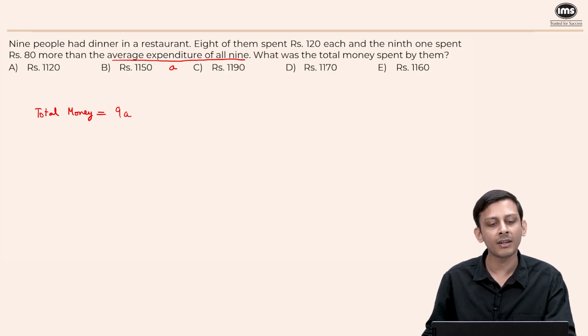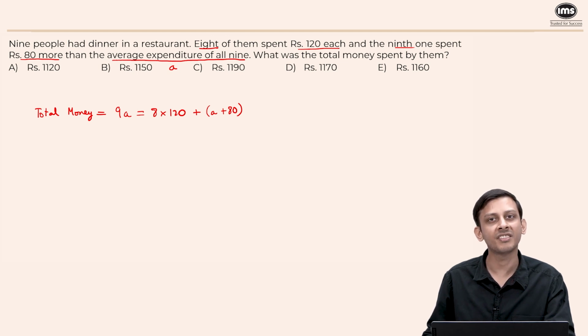And we can also find the total money in terms of the expenditure of 8 people plus the expenditure of the 9th person. Because we have that for 8 of them, we have 120 rupees each. Which means for those 8 people, the average is 120. So their total will be 8 into 120. Plus the expenditure of the 9th person, which is 80 rupees more than the average expenditure of all 9 people. Average of all 9 people is A. And for this 9th person, the expenditure will be 80 more than that, which is A plus 80. So in this way, we can represent the total money spent by them in 2 ways. So they will be equal.